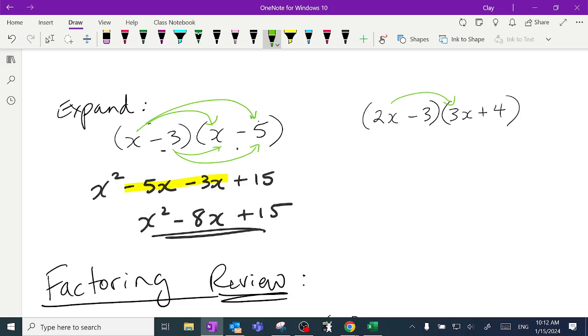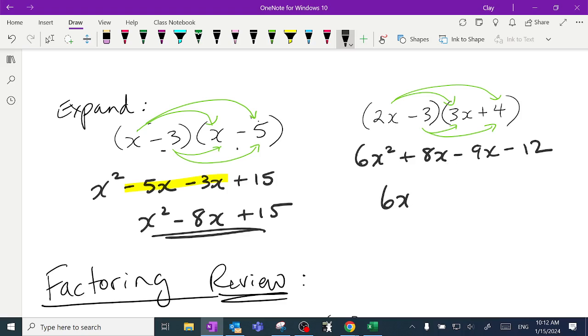This one's a little harder because the x's have coefficients in front of them, but the logic still is the same. My favorite part about math: the rules don't change because the numbers get more complicated. 2x's times 3x's is 6x squareds. 2x's times 4 is 8x. Negative 3 times 3x is negative 9x. And negative 3 times 4 is negative 12. Collect those two like terms, and I get 6x squared minus x minus 12.